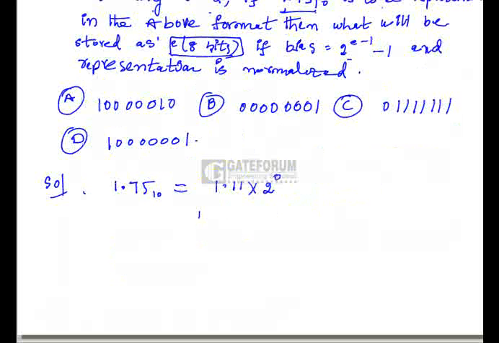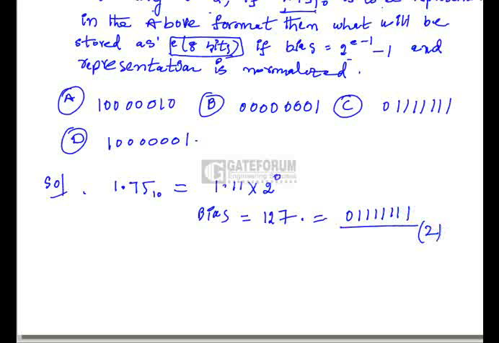So bias is equal to here 2 power e minus 1 minus 1. So that means it will be 127. So this 127 can be represented like 0, 1, 1, 1, 1, 1, 1, 1. This is the base 2 in a normalized format. So option C is the correct option here.